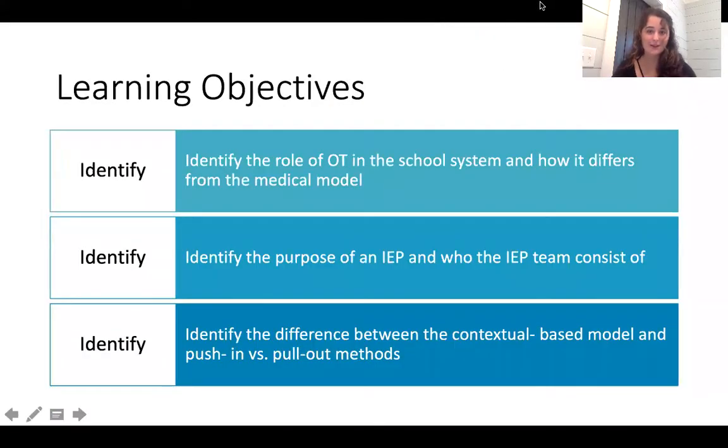So today we have some learning objectives we're going to go over. We're going to identify the role of occupational therapy in the school system and how it differs from the medical model. We're also going to identify the purpose of an IEP, or individualized education plan, and who the IEP team may consist of. The third thing we're going to identify is the difference between the contextual-based model, which is currently the service delivery model, and the push-in versus pull-out methods of service delivery.